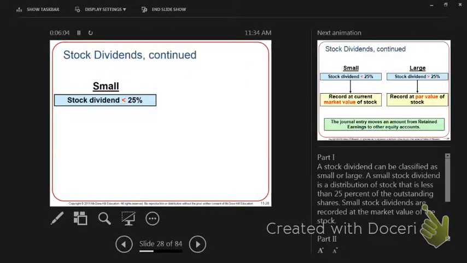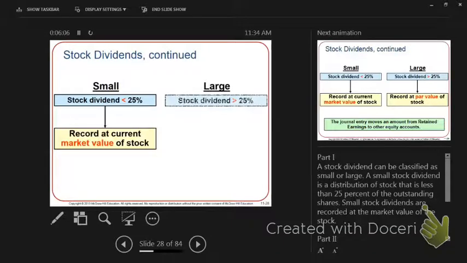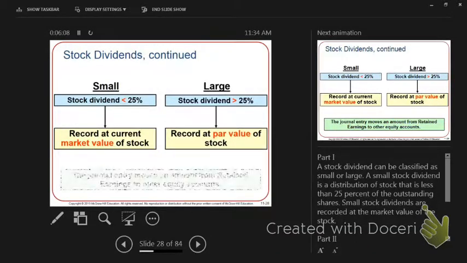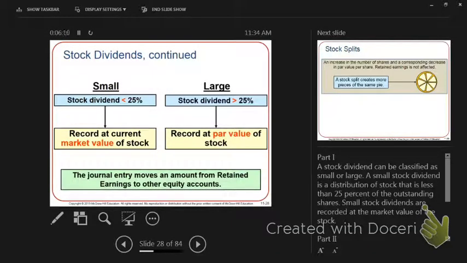There's two different types of stock dividends. There's small and there is large. And notice there's a small overlap. All right, stock dividend less than 25% and a stock dividend greater than 25%. So it really doesn't tell you what to do if there is one that is equal to 25%. So the good news for you guys is that usually when you're doing it, we're either going to tell you it's small or we're going to tell you it's large.